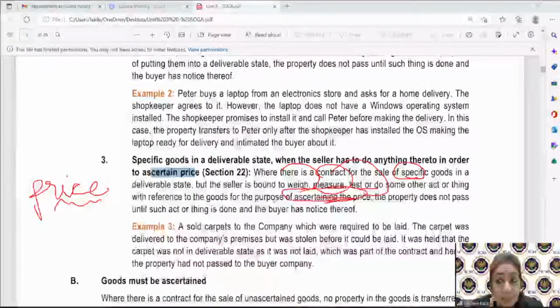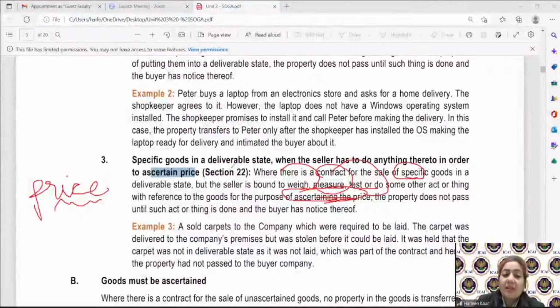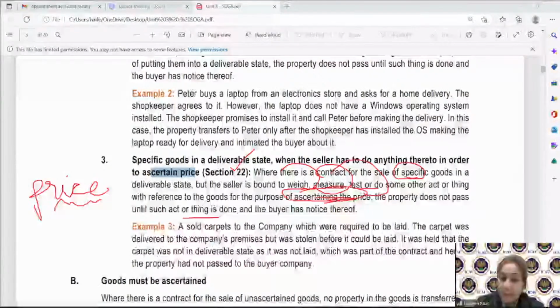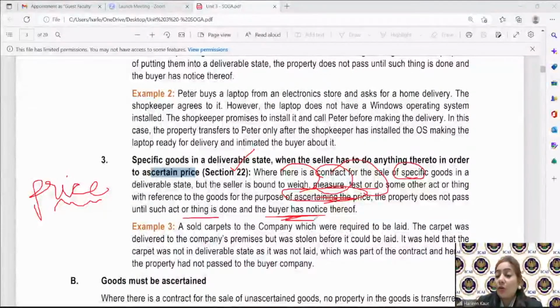Goods का price अभी determined नहीं है. तो जहां price की बात है वहां section 22 applicable हो जाएगा. Here the property will pass only once this measuring, weighing has happened and the buyer has notice of it.